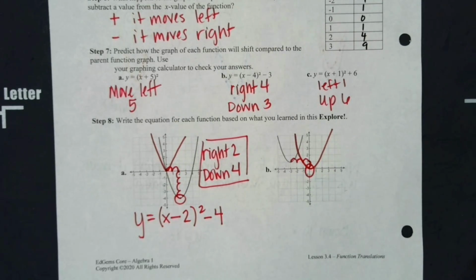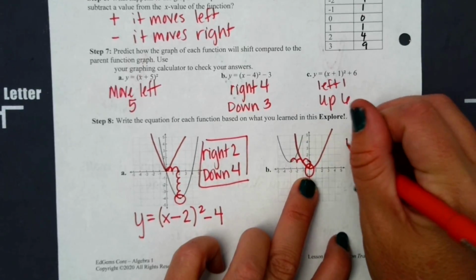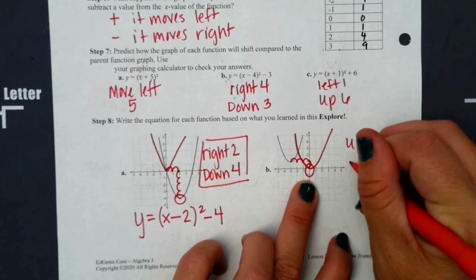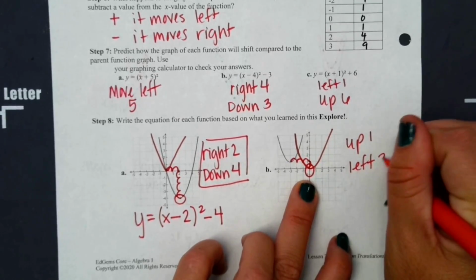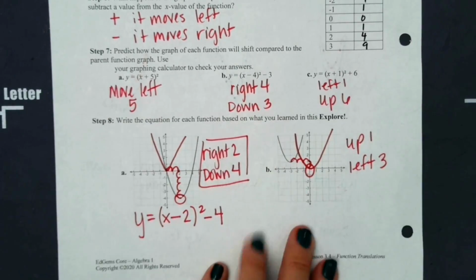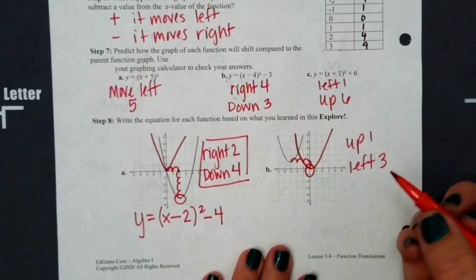Okay, was it as hard as you thought it would be? Or was it pretty easy? Okay, so I wrote that I went up 1, left 3. Is that right? Okay. Is there any up here that could mimic that? Yeah. Which one? So letter C.